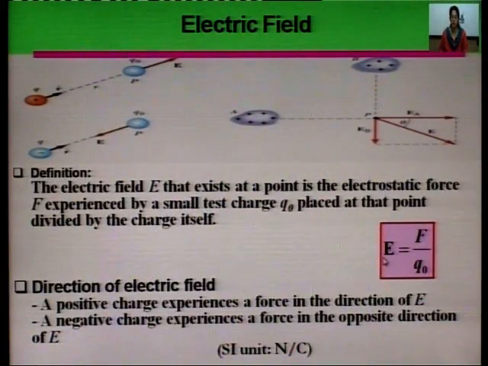And the units of E are Newton upon Coulomb. The unit of force is Newton, and of charge is Coulomb. So the units of E are Newton upon Coulomb.